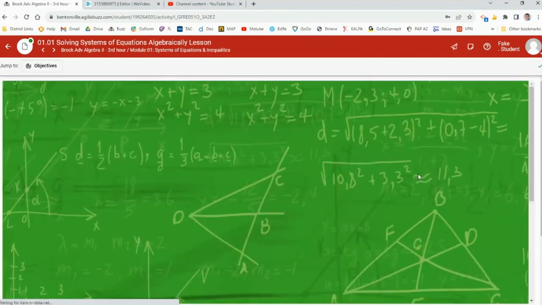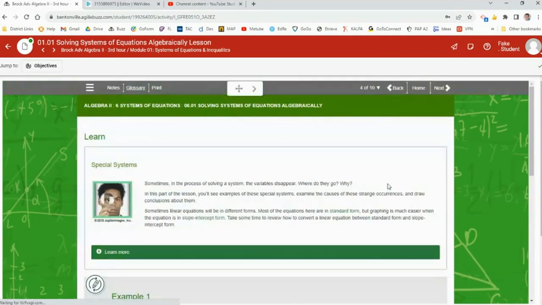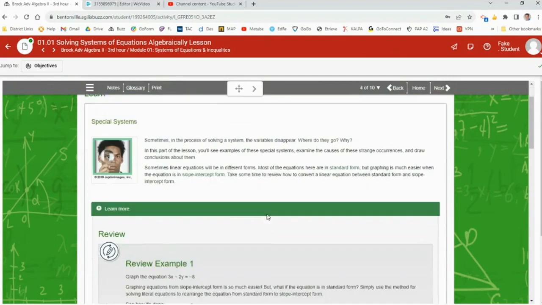Okay, that is the elimination method. Now, sometimes when you solve a system of equations, the variables disappear. I mean, both of them. You'll add them together and suddenly all you have left is numbers. Well, we'll see there are some special circumstances that happen, and it tells us a lot in that case.